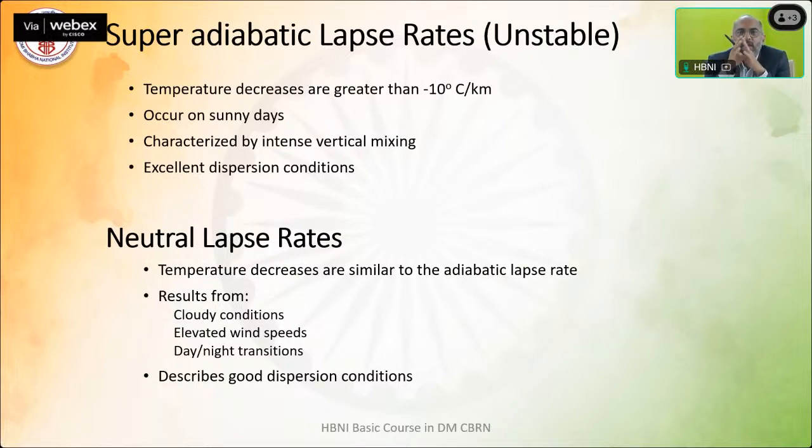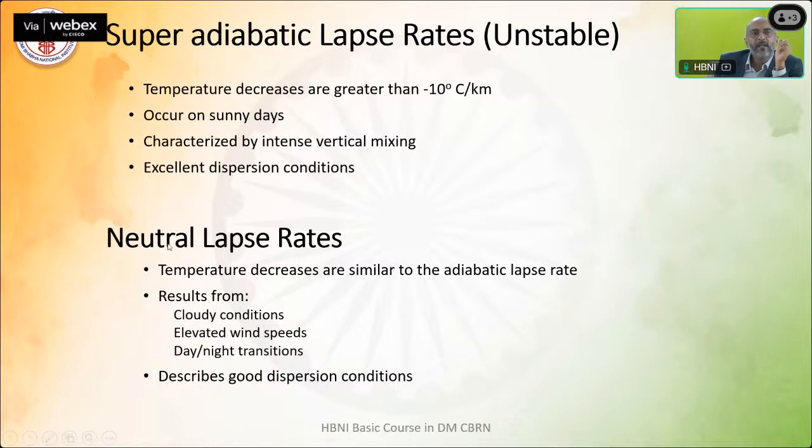So let us see one by one how each of these lapse rates influences the dispersion. When we call it the super adiabatic lapse rate, that's an unstable condition. The temperature decrease is greater than 10 degrees per kilometer, and it generally occurs on a sunny day, characterized by intense vertical mixing. It is highly unstable, and such conditions are excellent for dispersion. These are favorable conditions for dispersion.